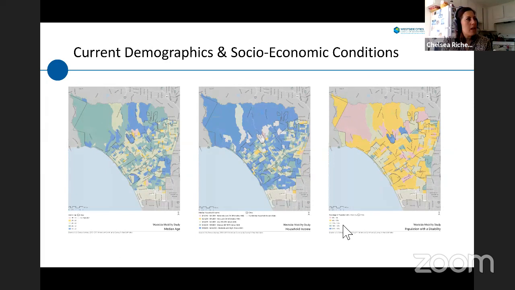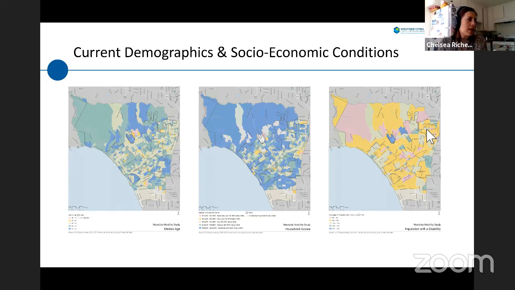For the current conditions, we did a pretty comprehensive review of the data that's available, and I wanted to share a few of the existing conditions findings with you here. From left to right on this slide is the median age by census tract, the median household income by census tract, and then the percent of the population that has a disability. On all of these, the scale is consistent: yellow and pink are the lowest grouping, and green and blue are the highest concentrations.